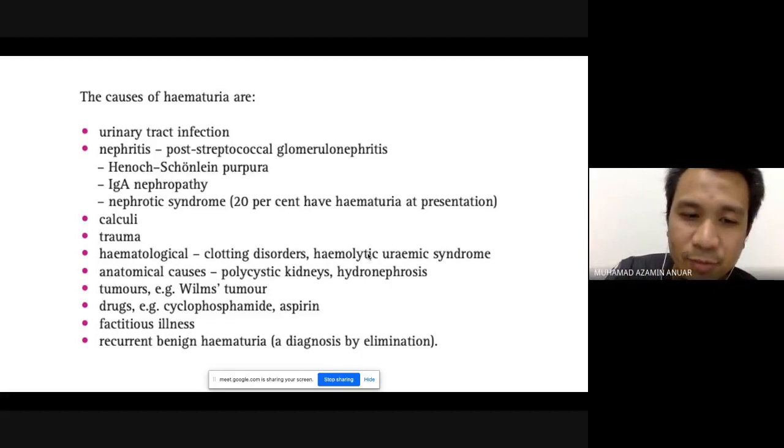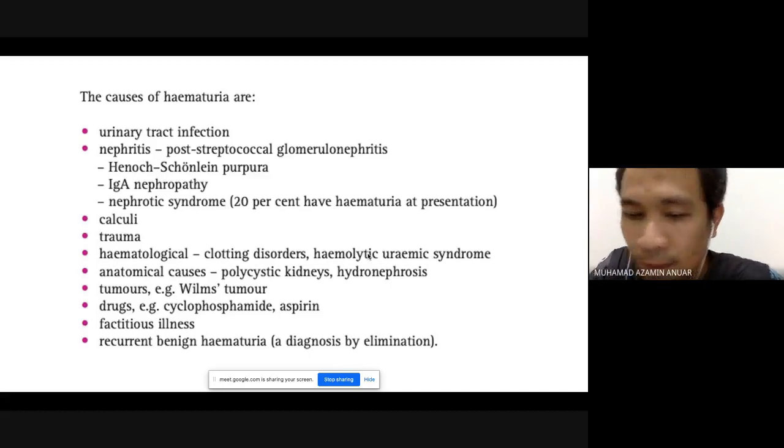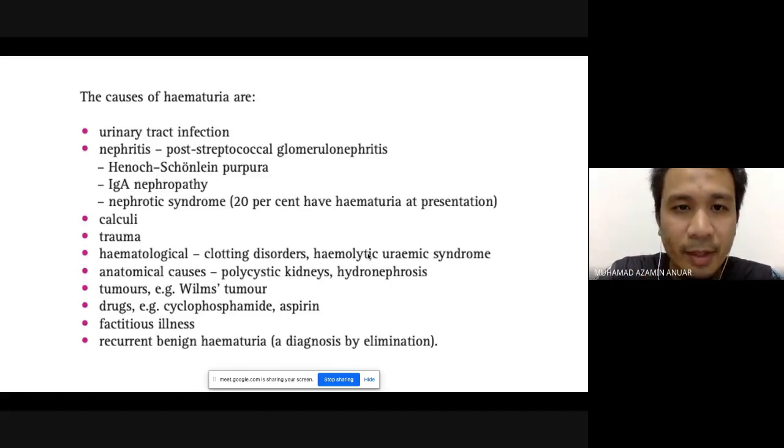And then recurrent benign hematuria, once you rule out other things, and it still keeps happening, but the child looks normal, then you label it as recurrent benign hematuria, because you couldn't find anything else that can cause the hematuria. So that's the thing. Okay.